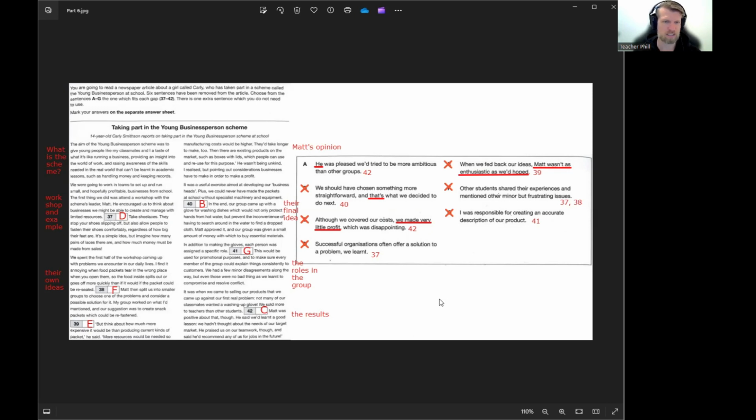And let's have a look at this. Let's see if Teacher Phil knows what he's doing. So, in gap 37, D is the correct option. That's a good start. 38, it says F, very nice. 39 is E. 40 is B. 41 is G, and 42 is C. Very nice. Teacher Phil is still without a mistake.